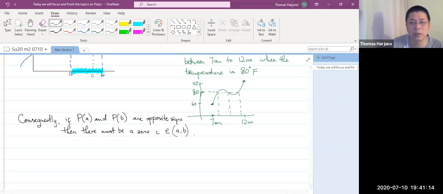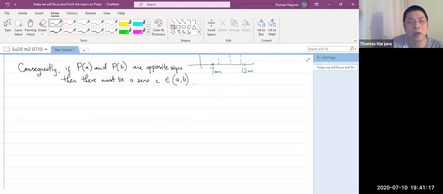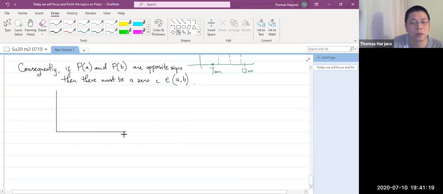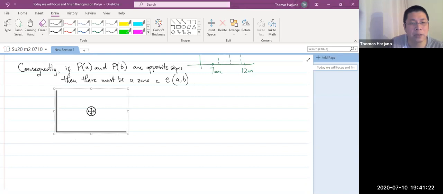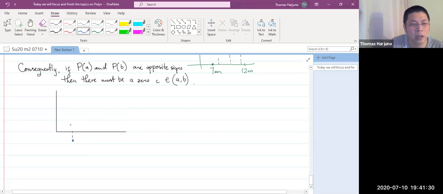Now try to see the following. Suppose I have a coordinate system, and let's say P(a) is here. This is A. This P(a) happens to be negative in this case. And P(b) is here, which is positive. So you see that the x-axis is in between.